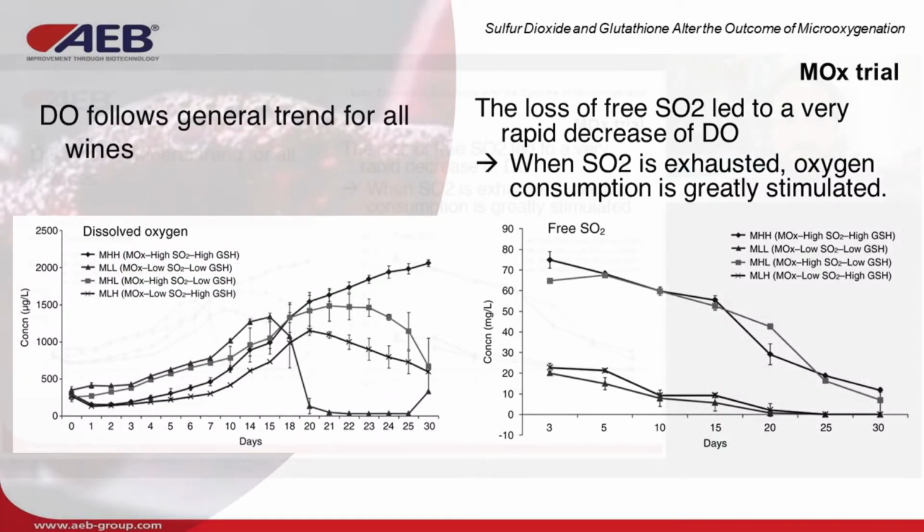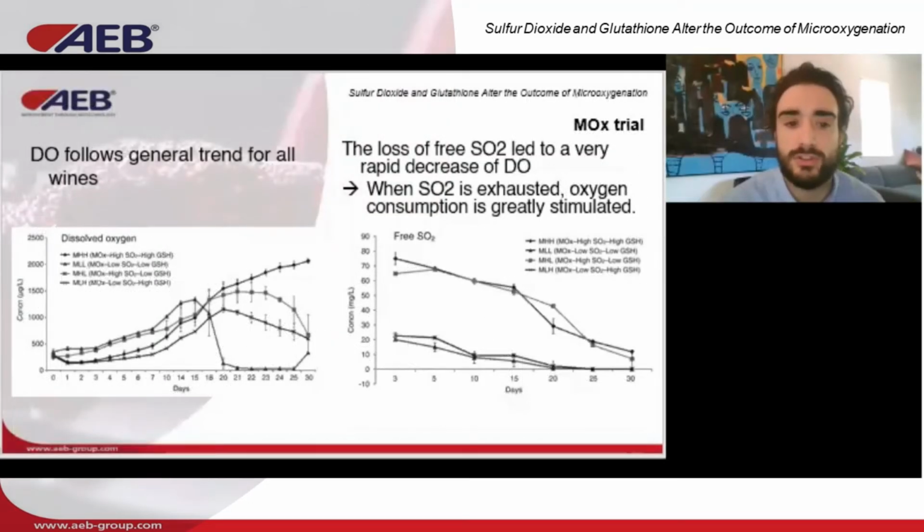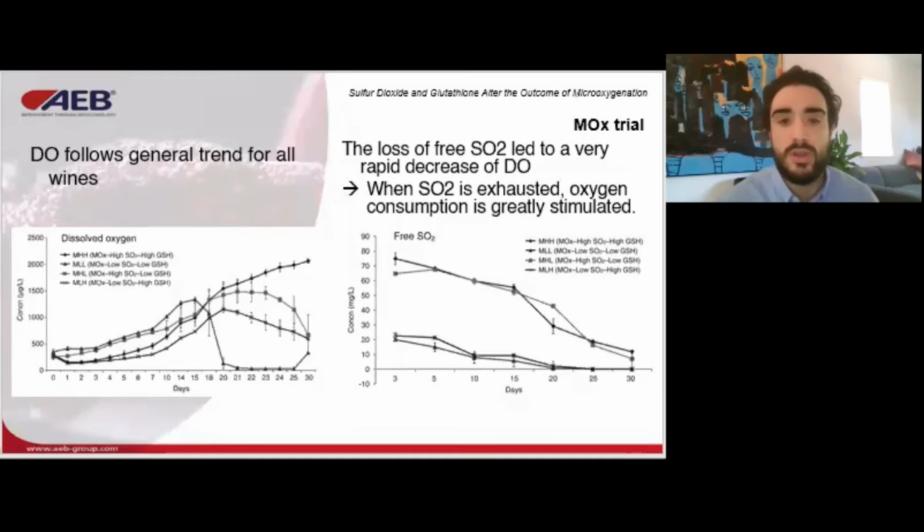What are the results of the experiment? In the image on the left, we can see the graph for dissolved oxygen. In the first 3 days of treatment, GSH and SO2 consume it, but it starts increasing at day 4. Between 15 and 21 days, the dissolved oxygen starts decreasing for all the treatments. For SO2, aeration results in a decrease of free SO2, and when SO2 is exhausted, we can see that oxygen consumption is greatly stimulated.